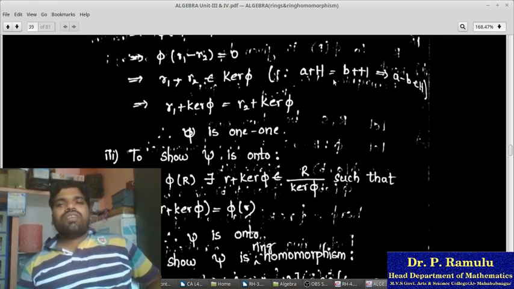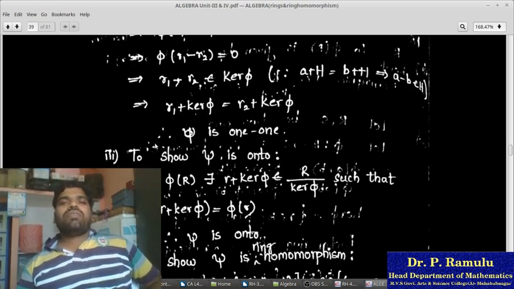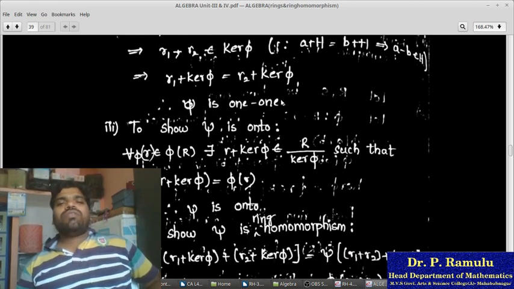That means a plus H equals b plus H implies a minus b belongs to H. Using this, we can write R1 plus ker pi equals R2 plus ker pi. So different elements have the same image, and the same images have the same element. Therefore, psi is 1-1.